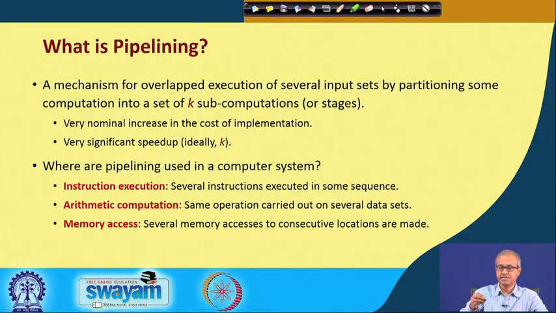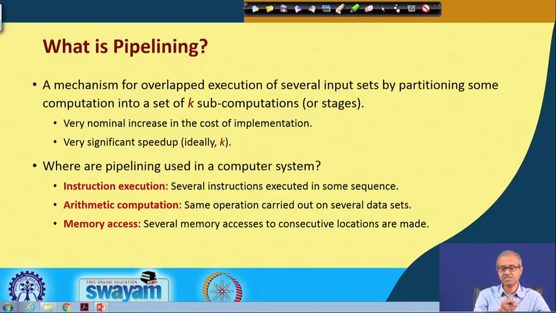Now, let us start with the basic question, what is pipeline? What is pipelining? Basically, pipelining is a mechanism for overlapped execution. Overlapped execution means, well, we do not necessarily associate pipelining only with instruction execution, for other cases also, as we shall see.